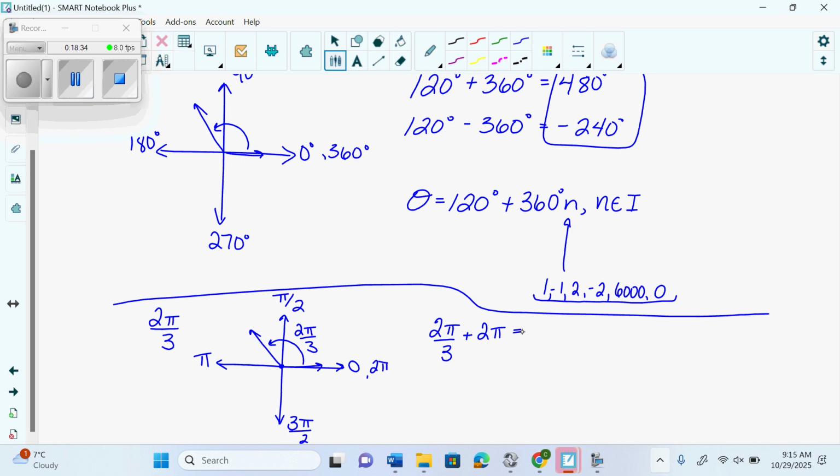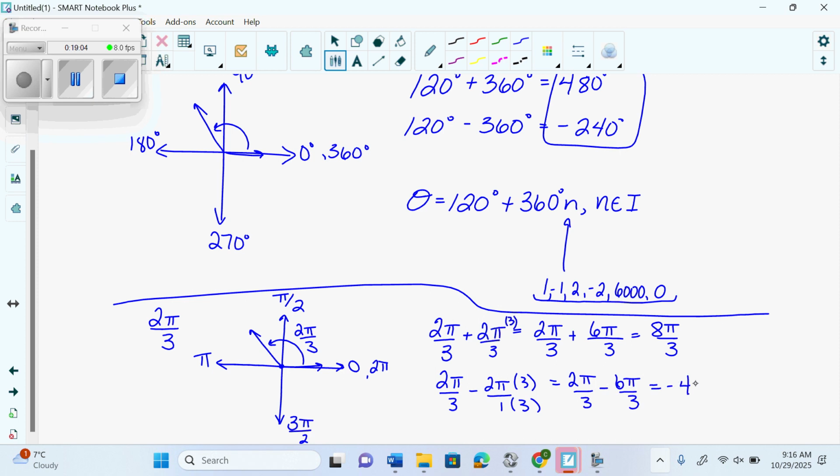So 2 over 3 plus 2 pi, we could go 2 over 3. How do I have to make it a common denominator? So I have to multiply this by 3 and the bottom by 3. So I'm going to get 6 pi over 3. So it is 8 pi over 3. Then I have 2 pi over 3 minus 2 pi. I times that by 3, times that by 3. And I get 2 pi over 3 minus 6 pi over 3, which is negative 4 pi over 3.